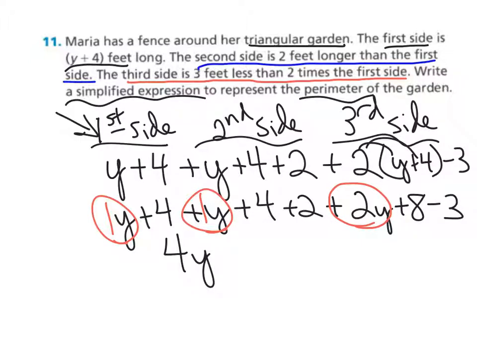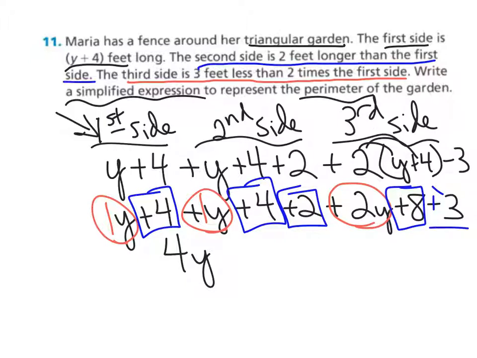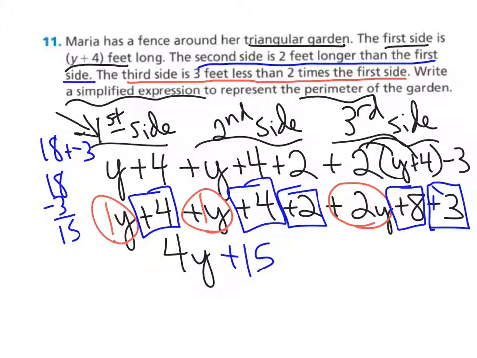And then we've got some constants we're going to combine. So 4, 4, 2, 8, and negative 3. Add the opposite there if you need to. So 4 plus 4 is 8, plus 2 is 10, plus 8 is 18. 18 plus negative 3. At that point, they're working against each other, so we have 15 more positives. So 4y plus 15 would be our simplified perimeter expression.